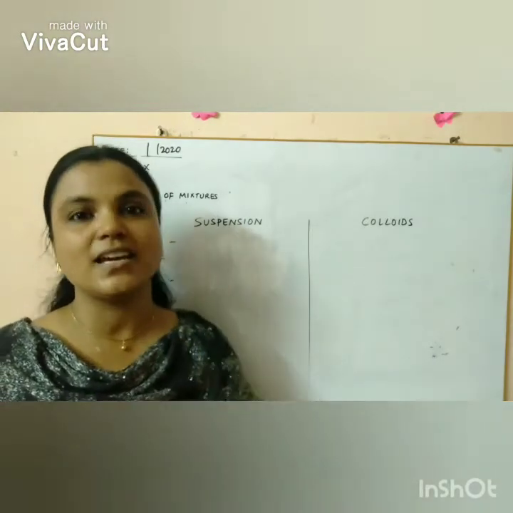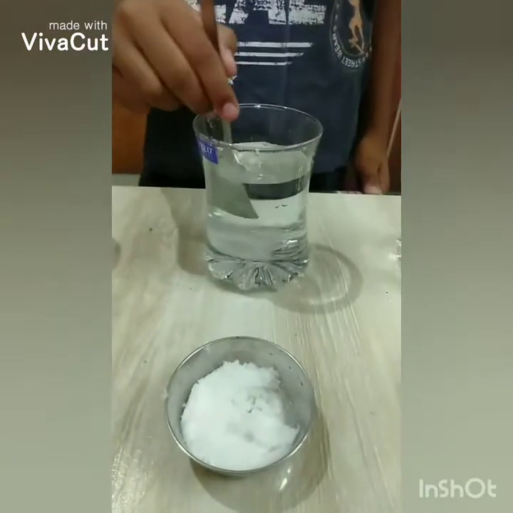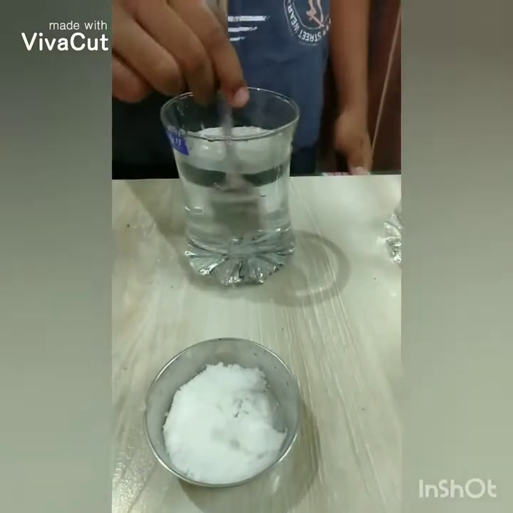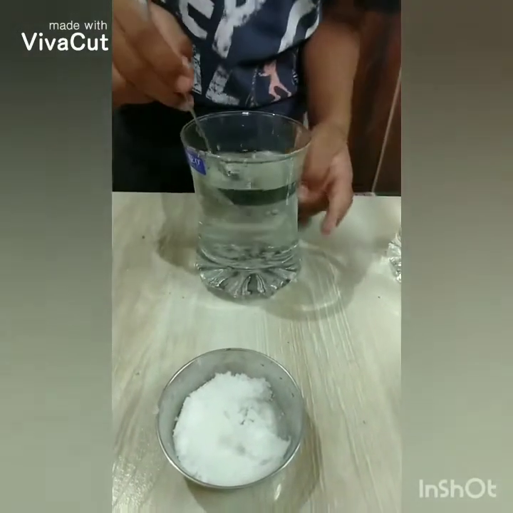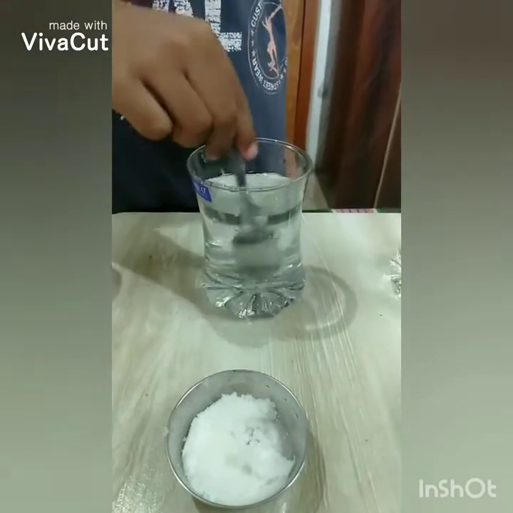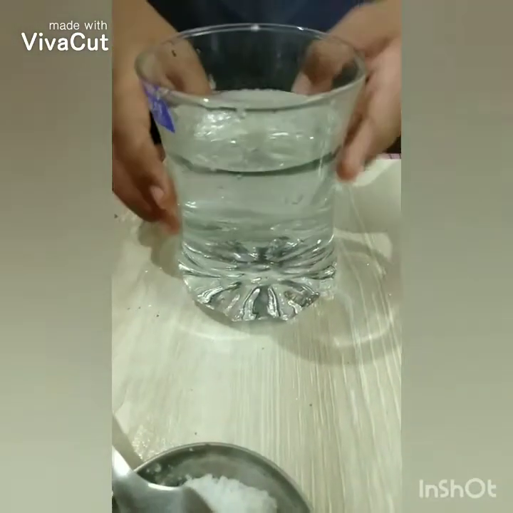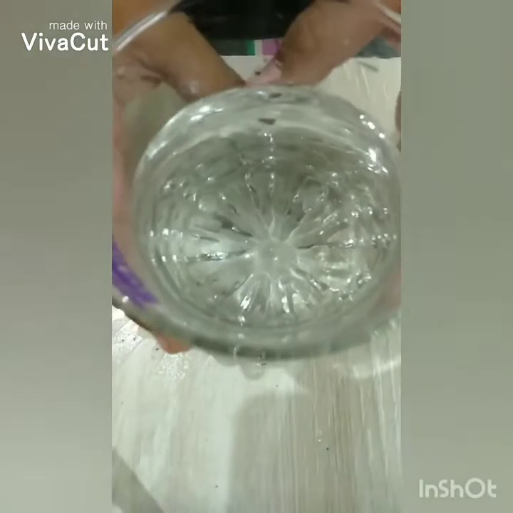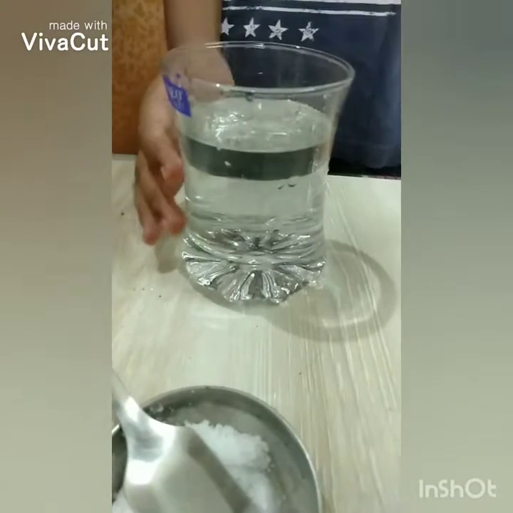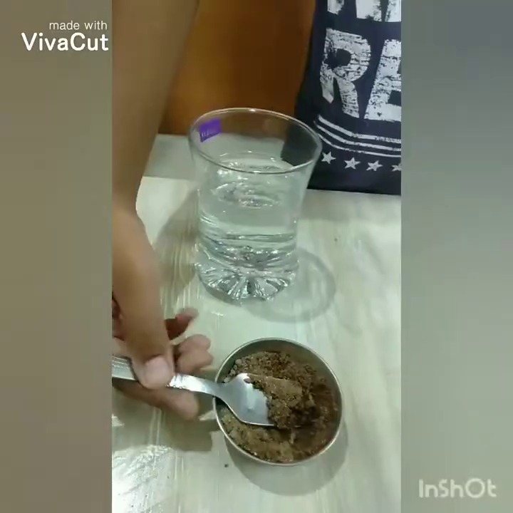Before that, let's see a small activity. Let's do a small activity by mixing salt in water in one glass. You can see that the salt completely dissolves in the water. Initially, you may see a little bit of salt in the bottom, but once you stir it well, you won't see any trace of salt. The particles of the salt distribute uniformly throughout the mixture. They dissolve completely. So it's a kind of true solution because you can't see any particles of salt.